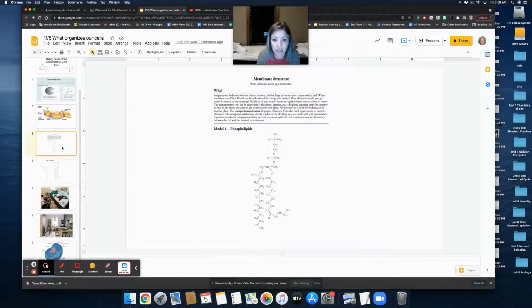So this question here says, look at this structure here. What are some things you recognize from your macromolecules unit? So I'm going to go ahead and pause the video if you're my sub and let them think about this for a minute.